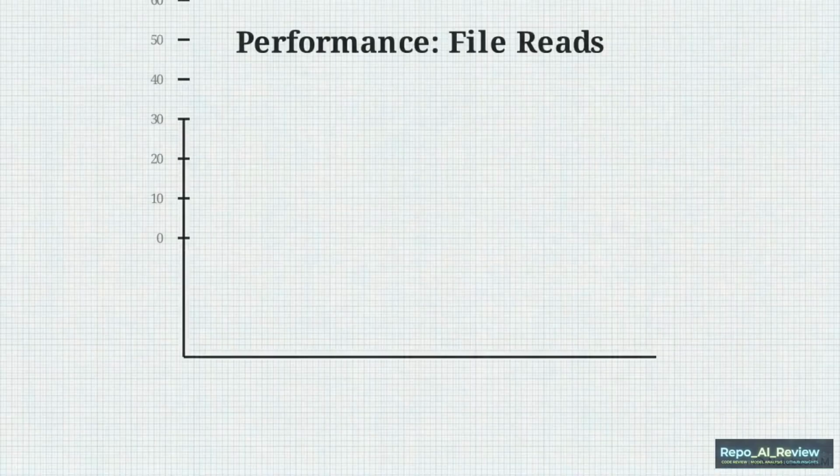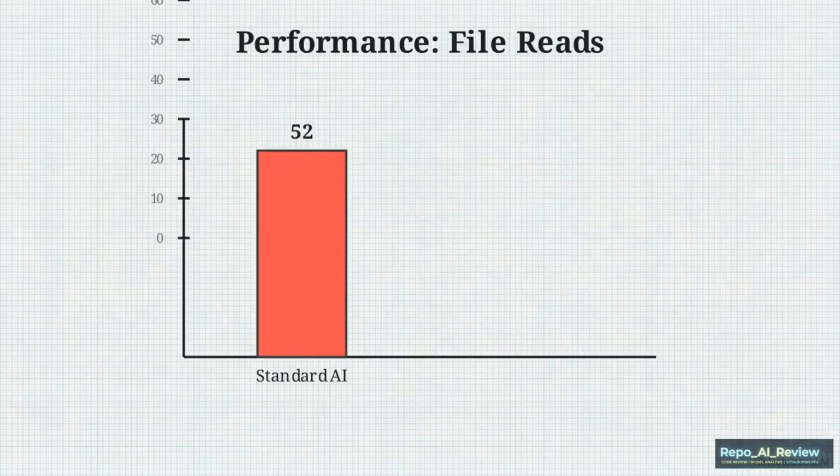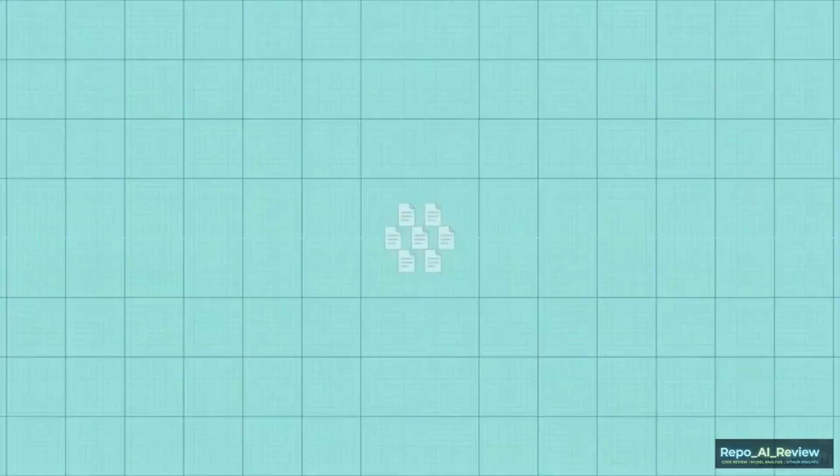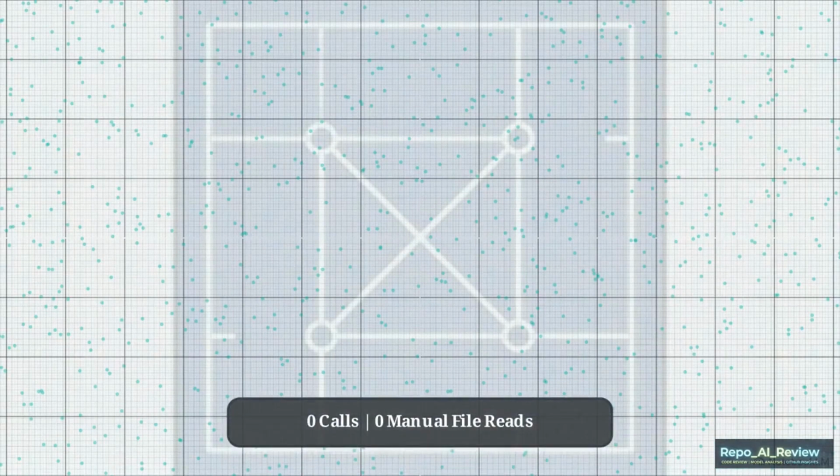This side-by-side comparison shows exactly what happens to performance. On the left, querying the VS Code repository the standard way requires up to 52 separate file reads. On the right, CodeGraph drops that down to 3. Across multiple codebases, it averages 94% fewer tool calls and explores 77% faster.